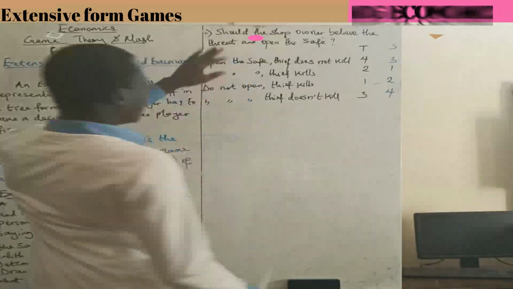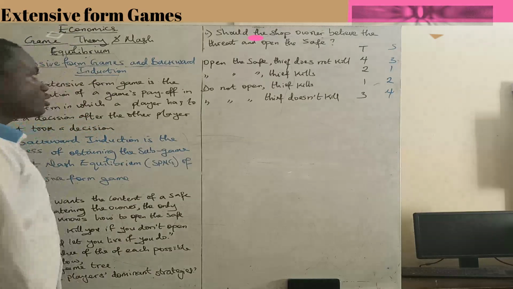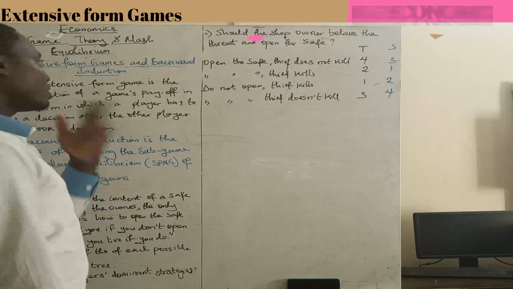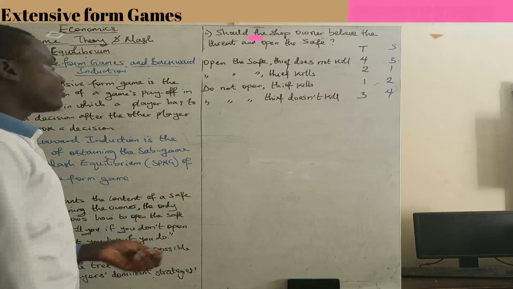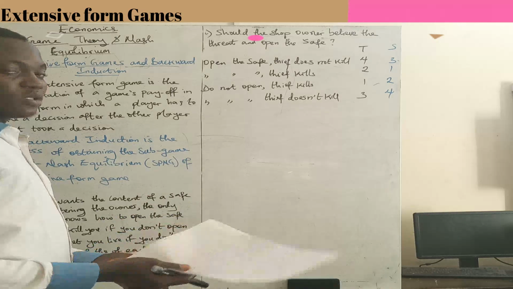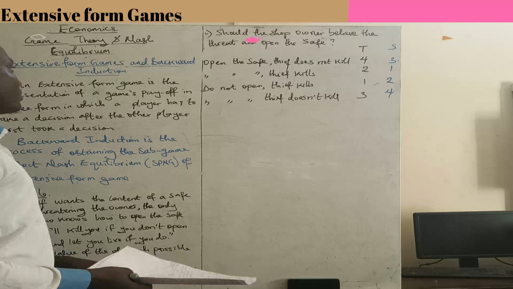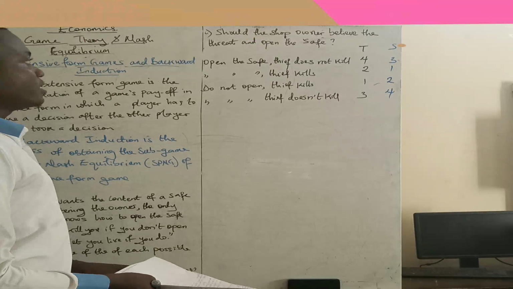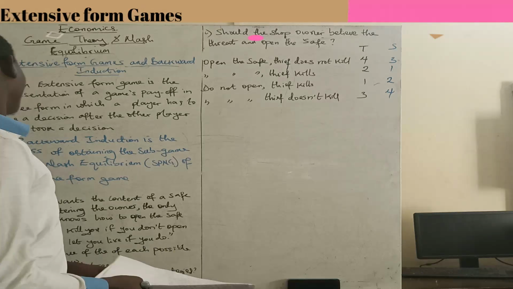So we have the possible outcomes here. T represents thief and S represents the shop owner. Open the safe, thief does not kill: the thief values that at 4 and the shop owner values that at 3. Not like we have a unit of measurement, just 4 and 3. Now the second is open the safe, thief kills. So thief gets a value of 2, then the shop owner gets a value of 1.